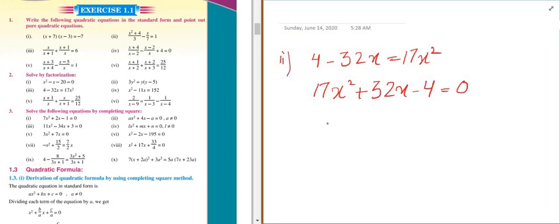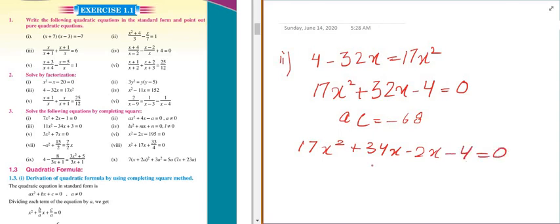Okay, now what is AC? AC is minus 68. Just make factors for these terms: 17x square plus 34x minus 2x minus 4 equals 0.